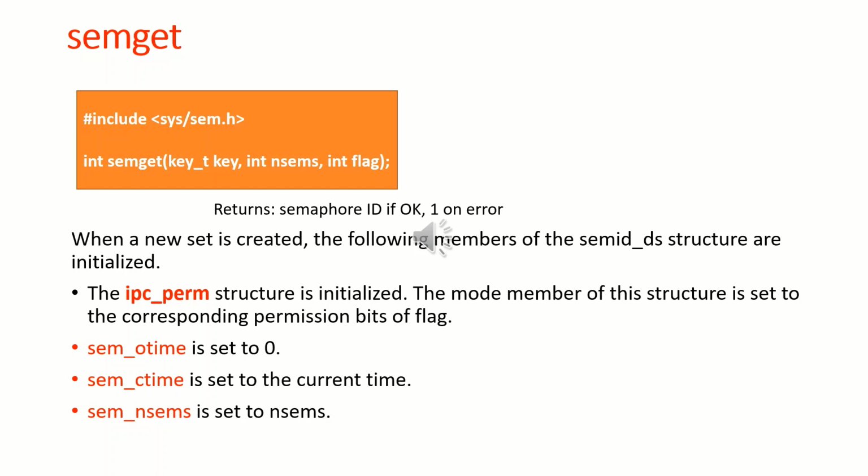When a new set is being created, typically in the server, we must specify nsems. If we are referring to an existing set, that is, a client, we can specify nsems as 0.